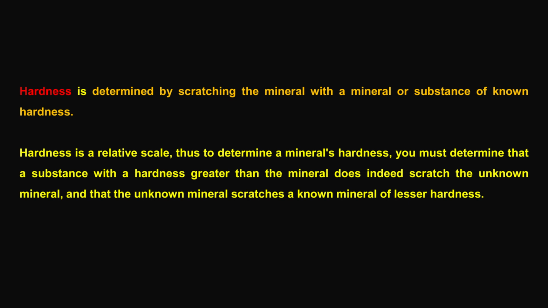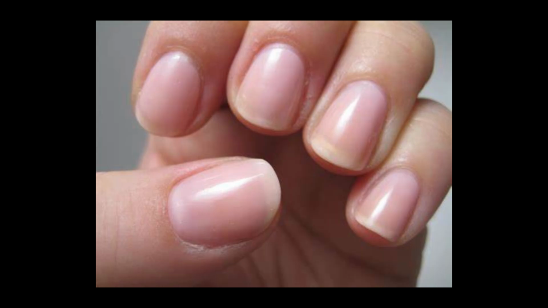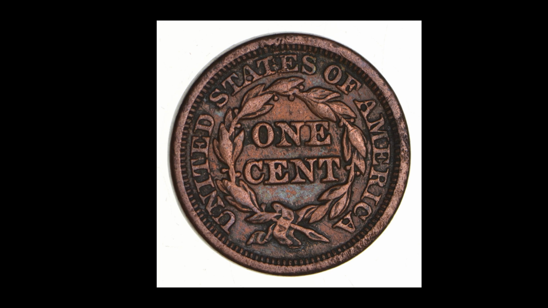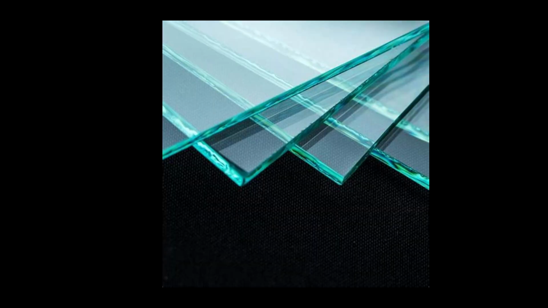Thus, to determine a mineral's hardness, you must determine that a substance with a hardness greater than the mineral does indeed scratch the unknown mineral, and that the unknown mineral scratches a known mineral of lesser hardness. Hardness of common objects: fingernail 2.5, copper coin 3.5, glass 5.5, steel file 6.5.